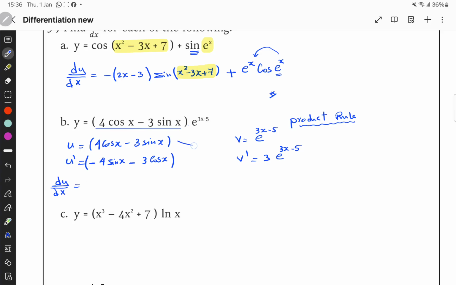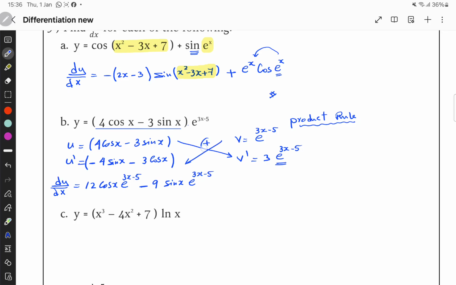It's equal from here, that one term, that more than one term. So I will multiply the term by every term here. 3 times 4 is 12 cosine x times e to the power 3x minus 5, slowly. Now we multiply it by the second term. Negative 3 times positive 3 will be negative 9 sine x times e to the power 3x minus 5.